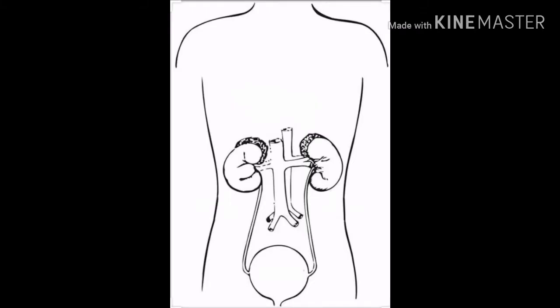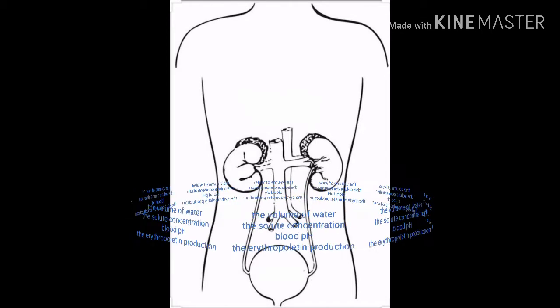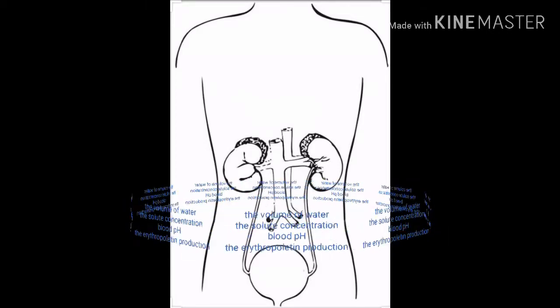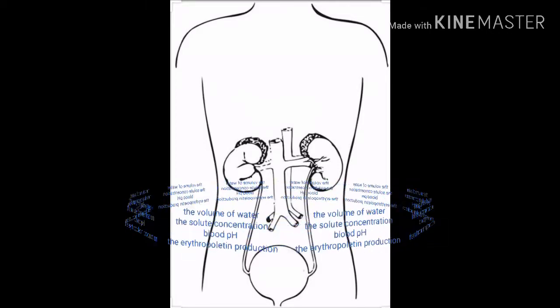For today's vlog, we are going to tackle the urinary system. The chief organ in the urinary system is the kidneys. These perform an impressive array of tasks, including the regulation of the volume of water, solute concentration, blood pH, as well as erythropoietin production. The most important function in the urinary system is the filtering of the bloodstream, removing waste, and returning components to the blood.